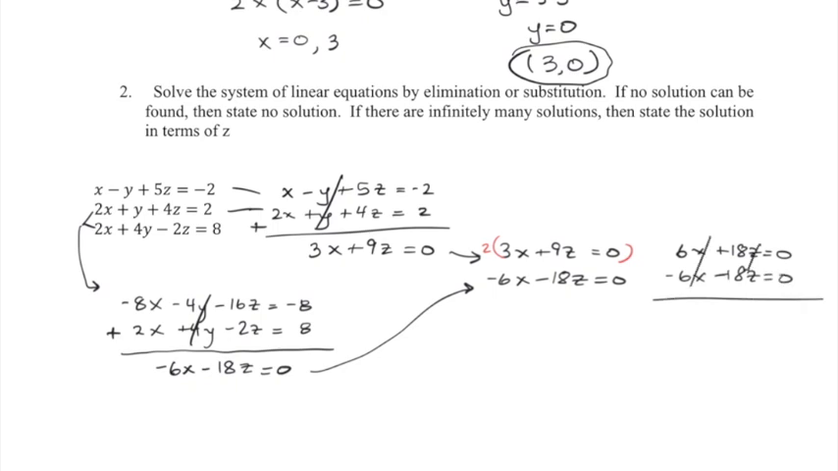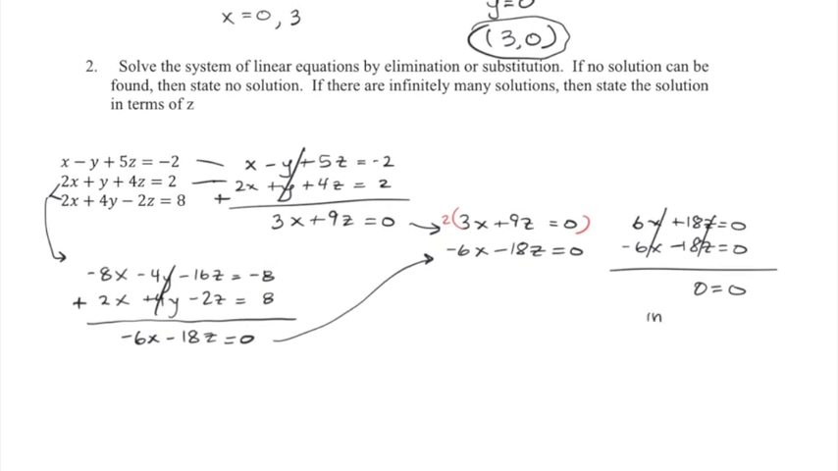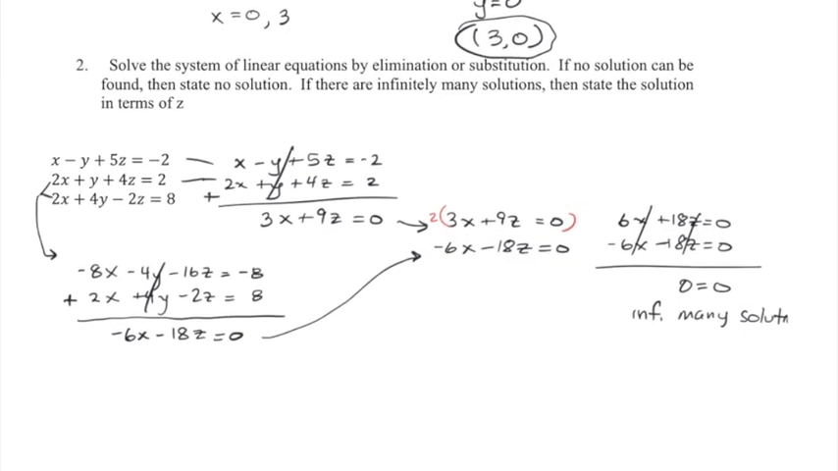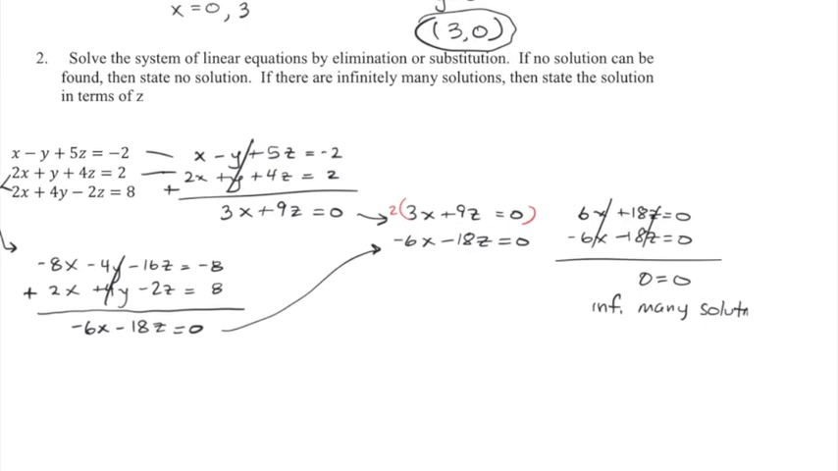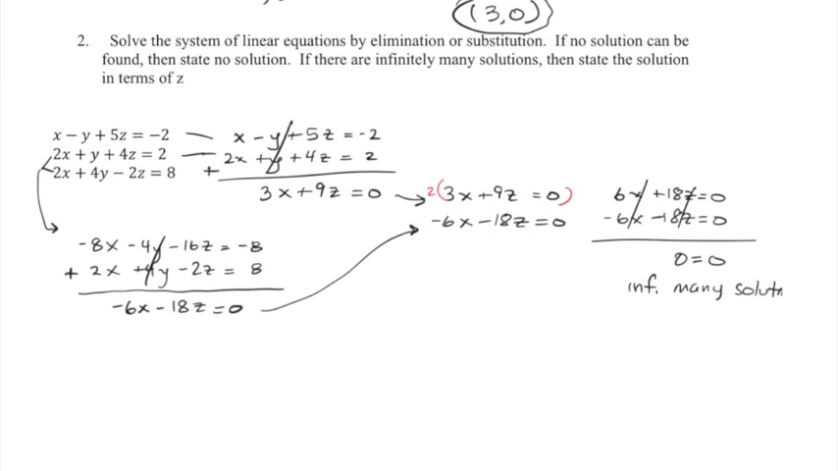So if you notice and remember, 0 equal to 0 means that there are infinitely many solutions to this system of equations. So when that happens, you have to set up a parameter and solve for a solution in terms of that parameter. So we're going to let z equal our parameter t.